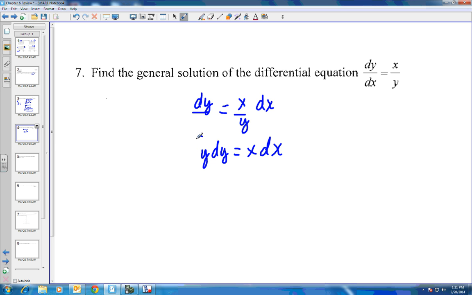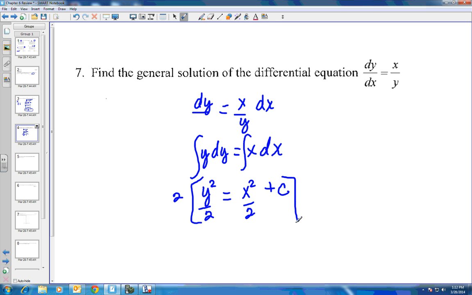Now I'm going to show that I'm integrating both sides. So when I integrate, I have y squared over 2 equals x squared over 2 plus c. On this one, in our homework, normally, did we solve for y or did we solve for c? C, but I'm going to go ahead and multiply by 2 so I can get rid of those fractions. So I have y squared minus x squared equals c. I can leave it just like that. That's the general solution.